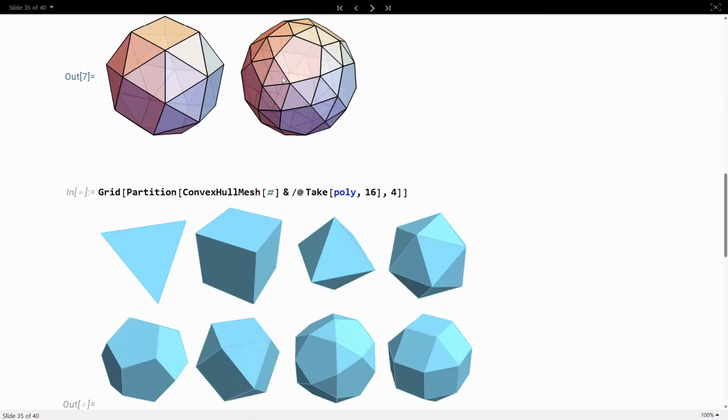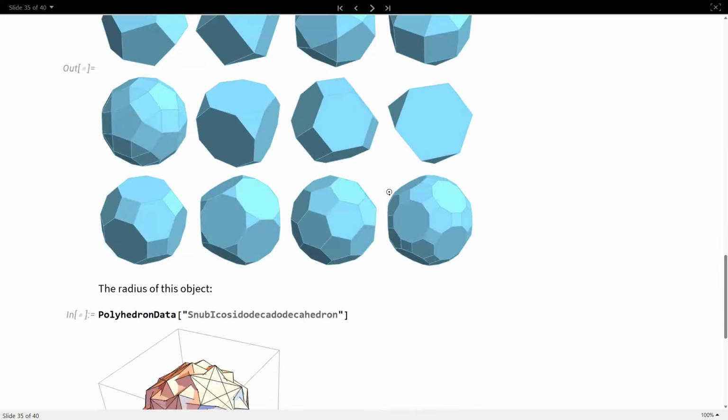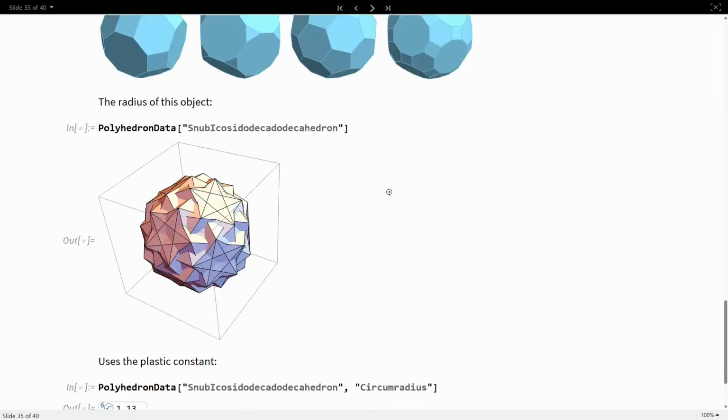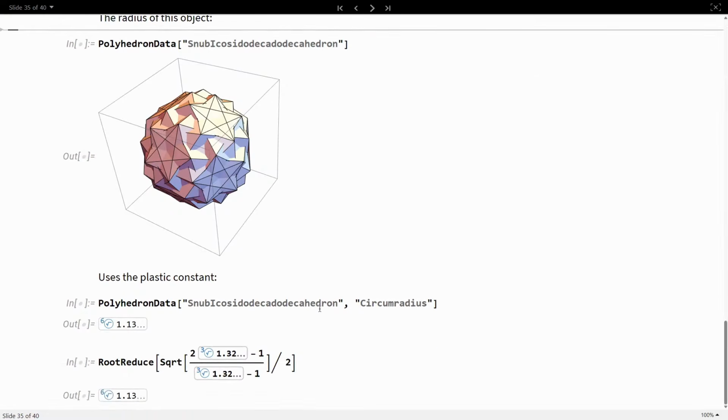These are very complex objects. If you take a look at their vertices normally, it turns out they can all be simplified to a single root. And here are pictures of all of these polyhedra. But there's one more, the snub icosahedron. This uses the plastic constant. And the circumradius is this value using the plastic constant.